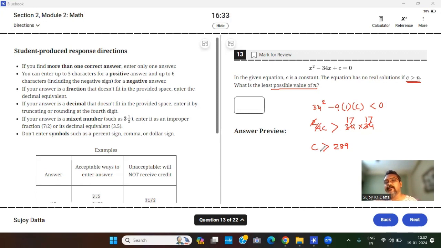So for example, C is bigger than 289. A possible value could be C is 290, right? So 290 is bigger than 289. A possible value could be C equals 291. But then we can say that 291 is bigger than 290 also, right? That means you can argue, why not N is 290 or 292, that means it's 291. But then we are looking at the least possible value of N. The least possible value of N would be 289. So we'll just plug in 289.